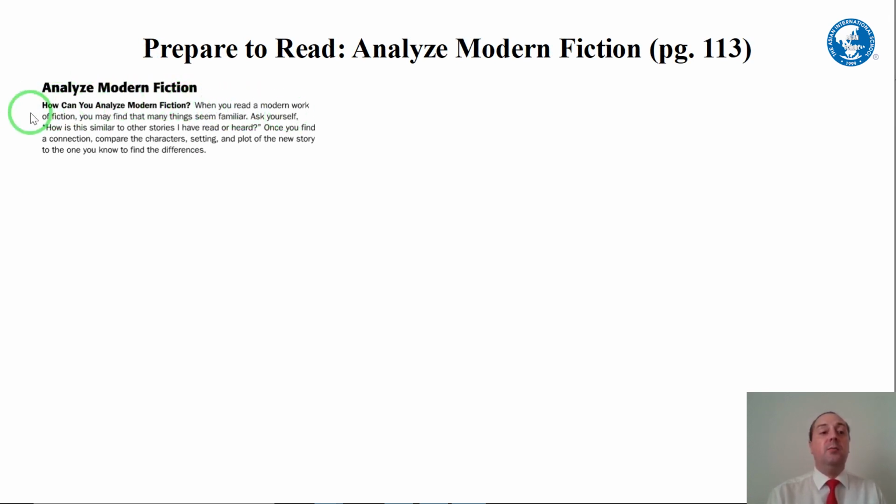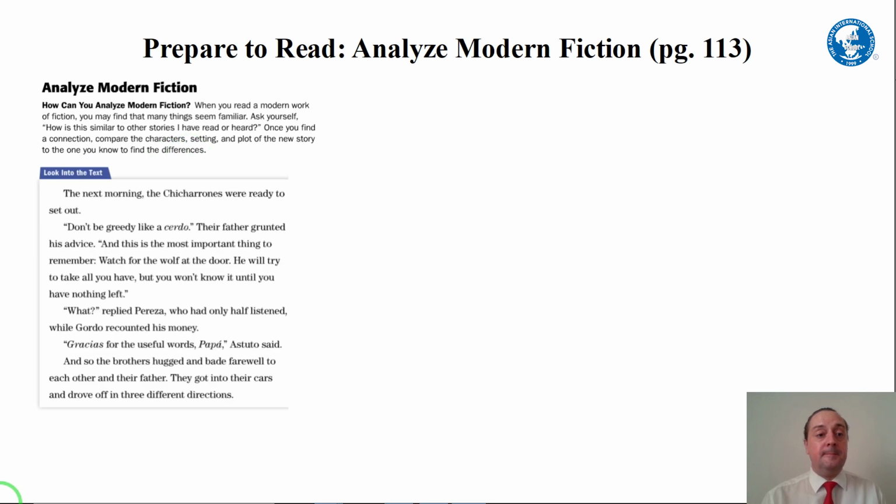Okay, so preparing to read, we need to understand how to analyze modern fiction. When you read a modern work of fiction, you may find that many things seem familiar. Ask yourself, how is this similar to other stories I have read or heard? Once you find a connection, compare the characters, setting, and plot of the new story to the one you know to find the differences. And we will talk about characters, setting, and plot in just 1 minute.